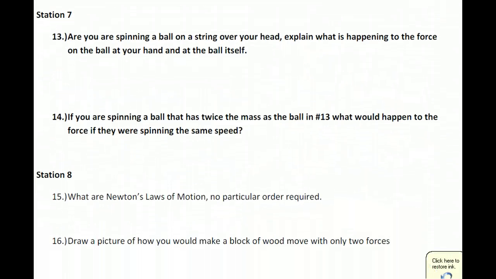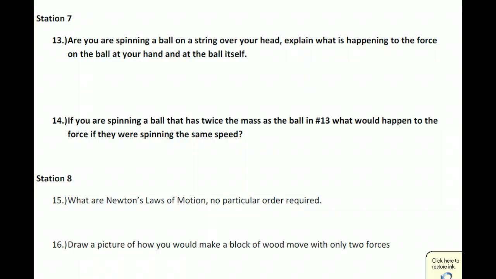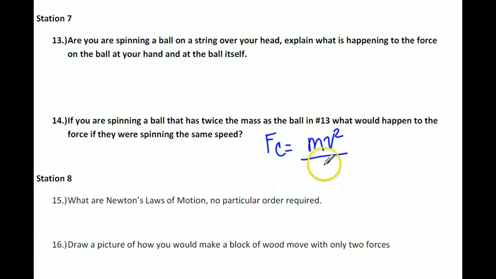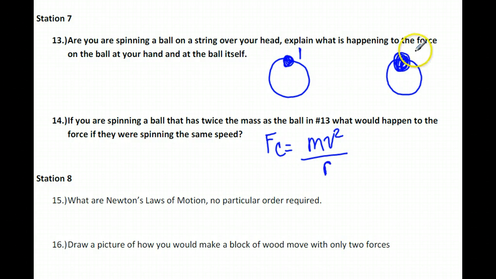So if you're spinning a ball that has twice the mass as the ball in question 13, what would happen to the force if they're spinning at the same speed? So there's a formula for that, and the formula is the centripetal force is equal to mass times velocity squared divided by the radius, and let me draw you 2 little pictures. So we have this, and we'll say that the mass of the ball is 1. And we have this, and we're going to say that the mass of the ball is 2.